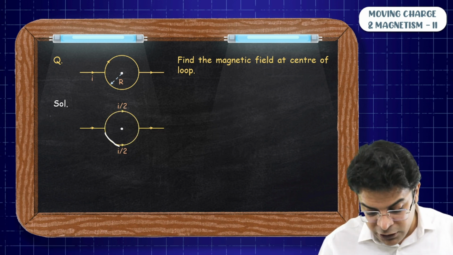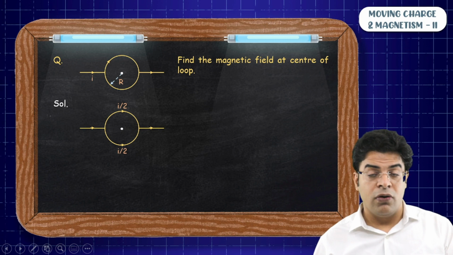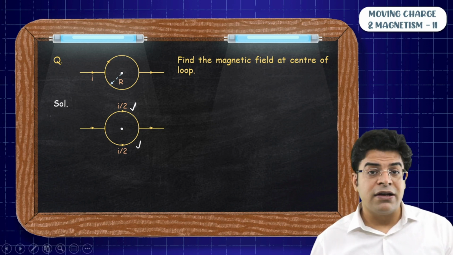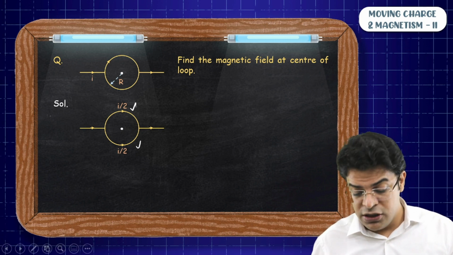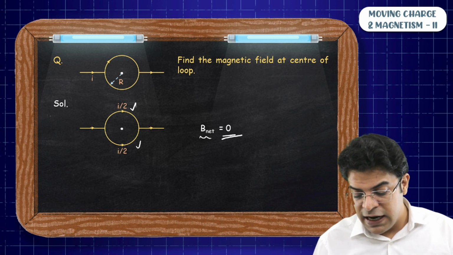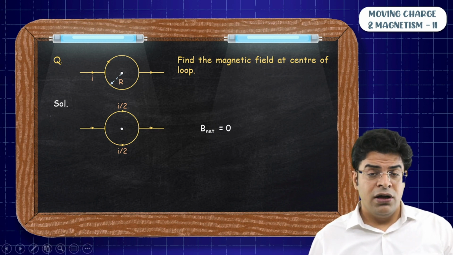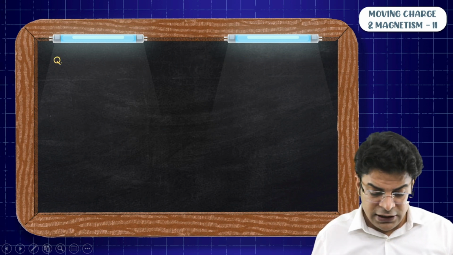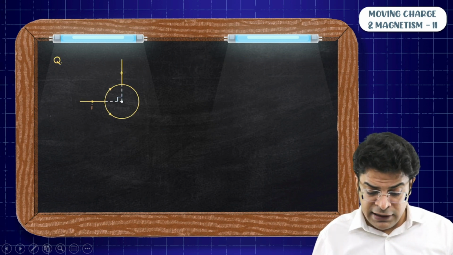But in the lower part you can see that the current is going anti-clockwise. So these two semicircles cancel out each other's magnetic field. So you will say that the net magnetic field at center has to be 0. Let's think of another case. Let's say they give you this case.